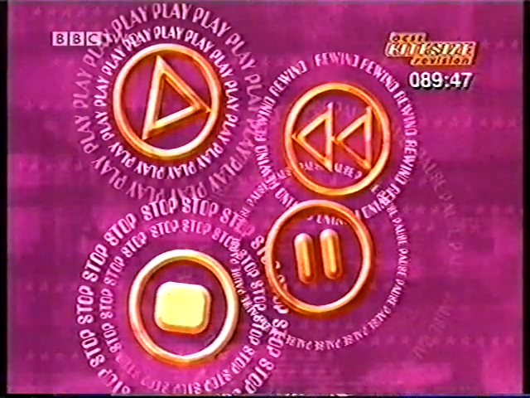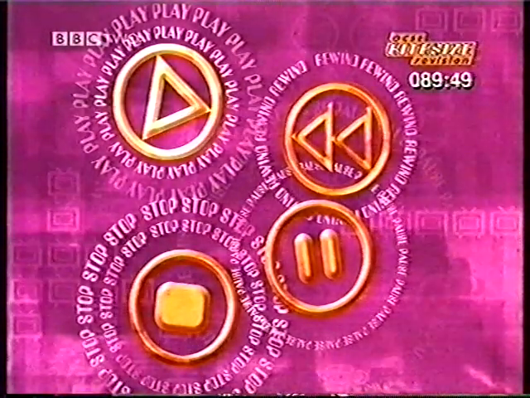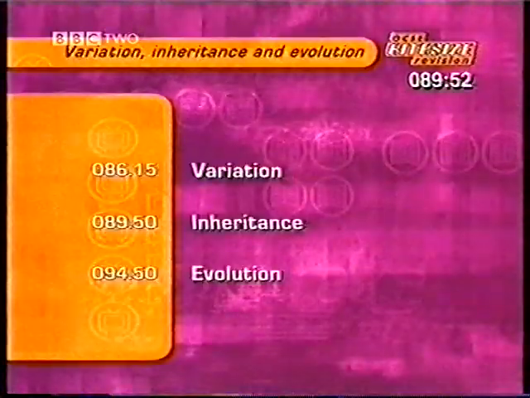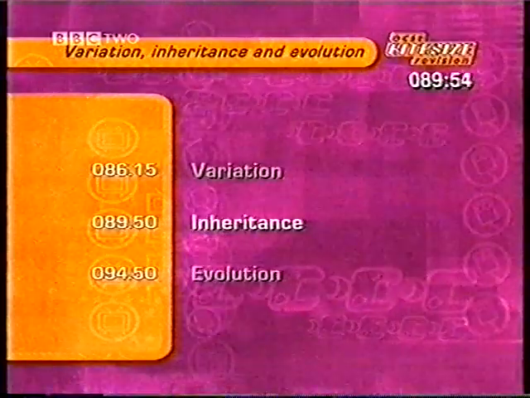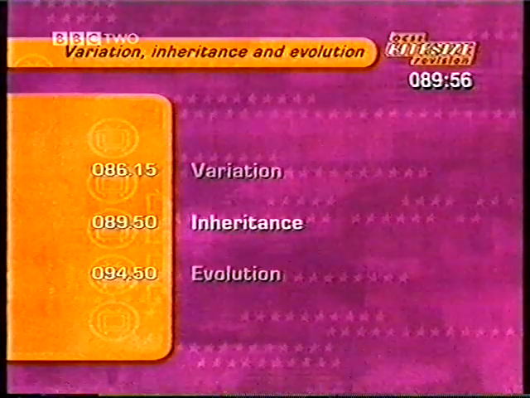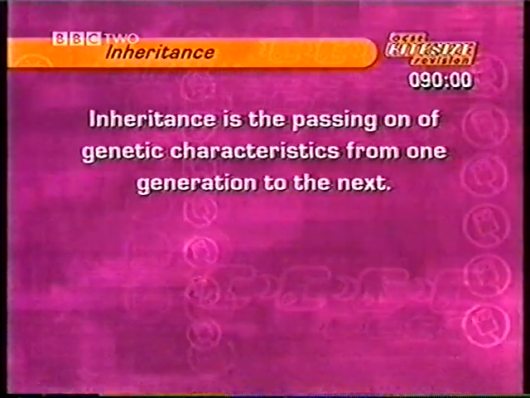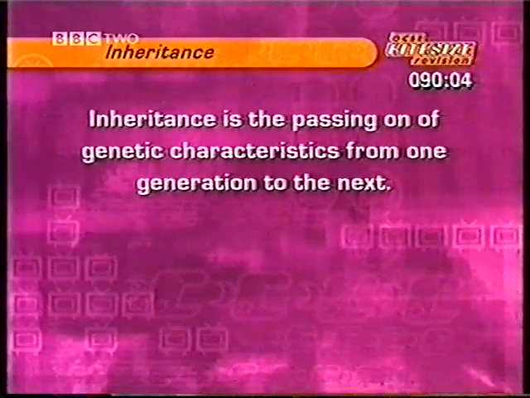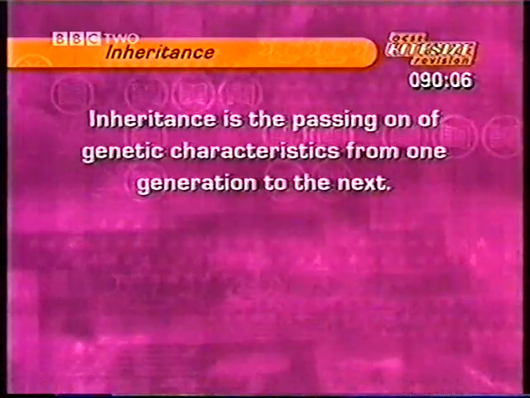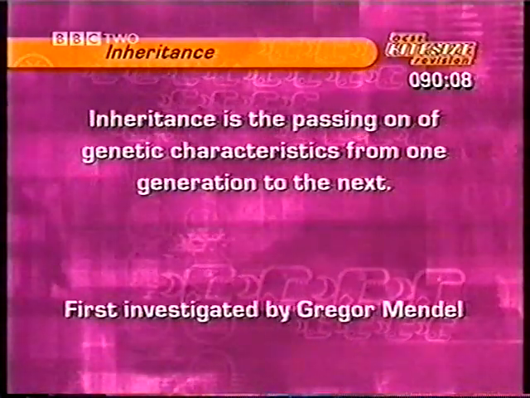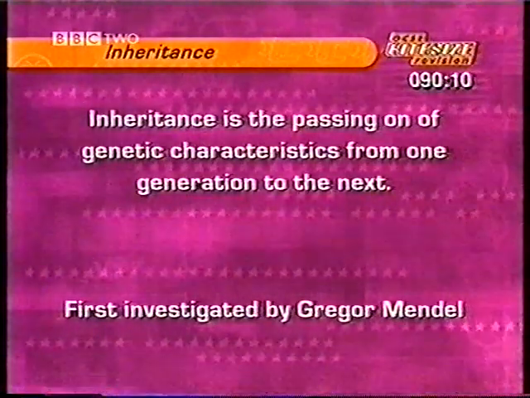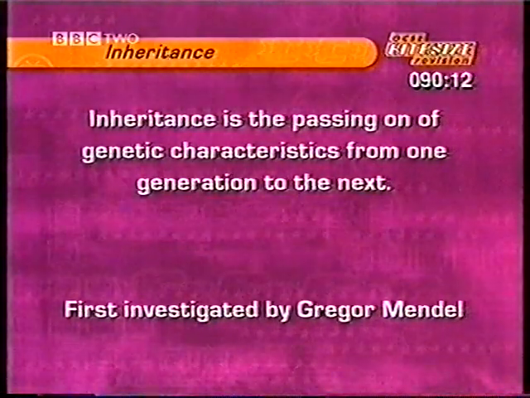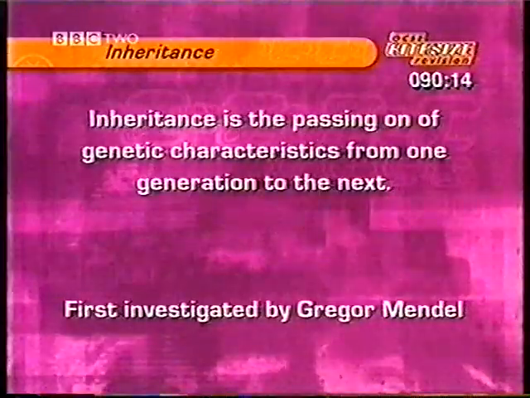Well, that's the end of this section on variation. Variation leads on to inheritance. Inheritance is the passing on of genetic characteristics from one generation to the next. This was first investigated in the 19th century by Gregor Mendel. As you watch the next clips, make a note of how characteristics are passed on.